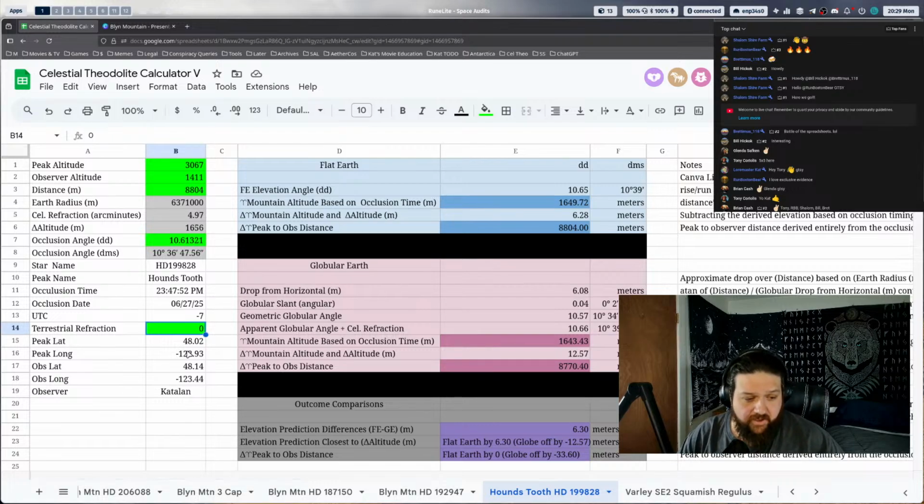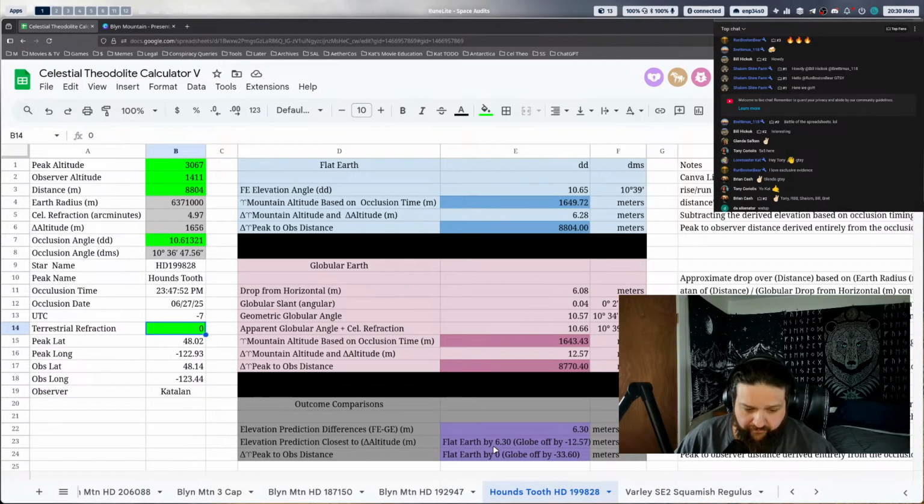Now here we have an interesting one. This is Houndstooth. This measurement was done by Catalan. Shout out to Catalan. And what we have here is the closest on record globular measurement, ladies and gentlemen. The difference in predictions here was 6 meters. Yeah, they were super close. So in elevation, they came out to be -12. We were closer by 6, and then we're spot on for distance. They were off by 33 meters. Unlucky. And so this was done at an angle of 10 degrees.